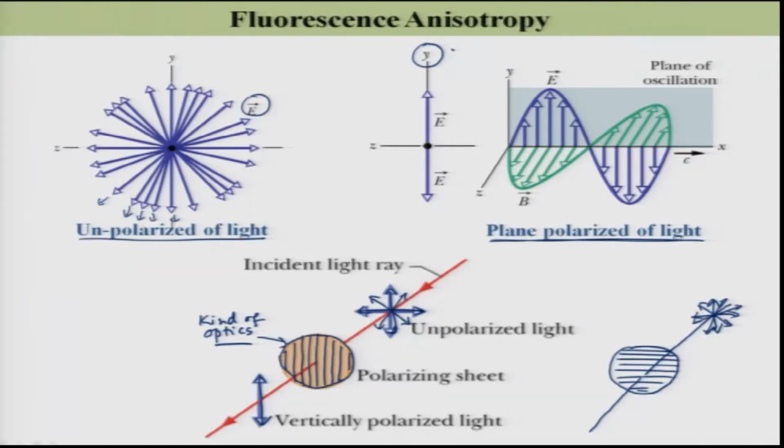But when this light passes through this polarizer, which is oriented in a different fashion compared to the previous one, the light which comes through is like this. Again, it is a plane polarized light, but it is not vertically polarized light. This is the horizontally polarized light.